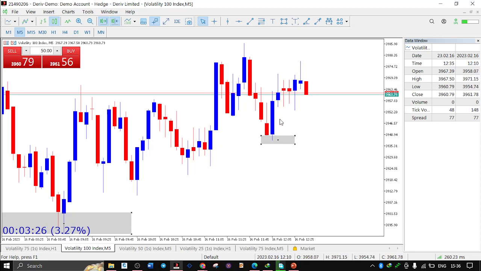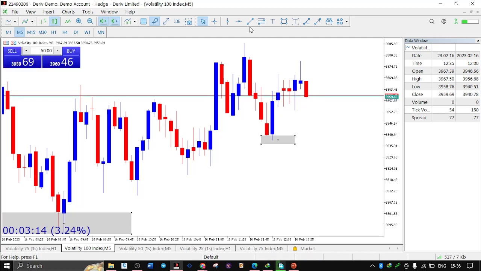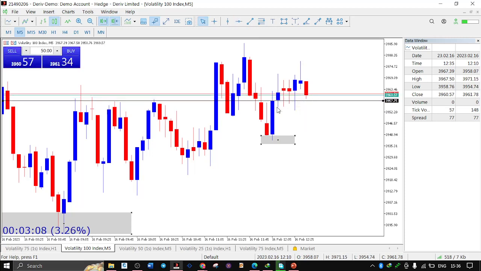So now, since I've identified this pattern, I'm going to wait for this next candle to tell me what to do. You're seeing this next candle here? I will wait for this next candle to first pull back like it has pulled back here. You seeing this?